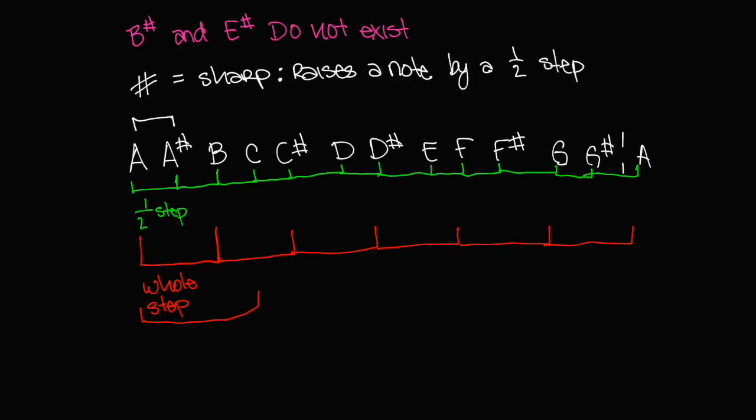And you can actually see this. A goes up to A sharp, C goes up to C sharp, D goes up to D sharp, F goes up to F sharp, G goes up to G sharp. And that is what the function of sharps are. So that is your chromatic scale in sharps.